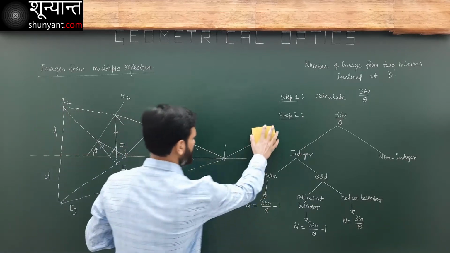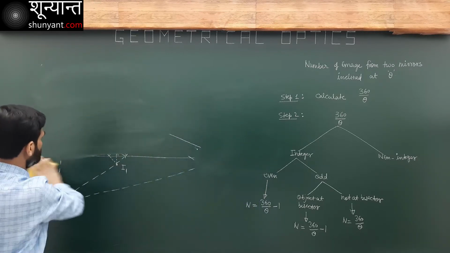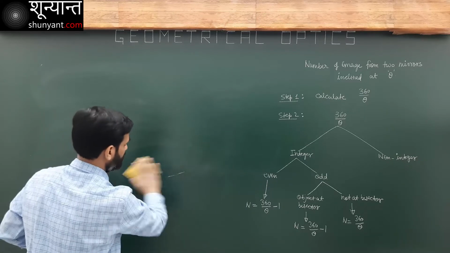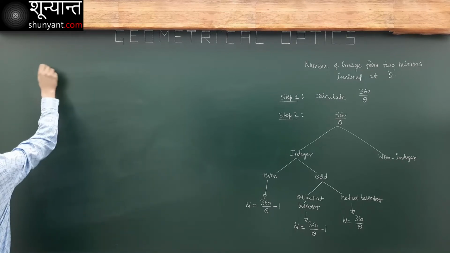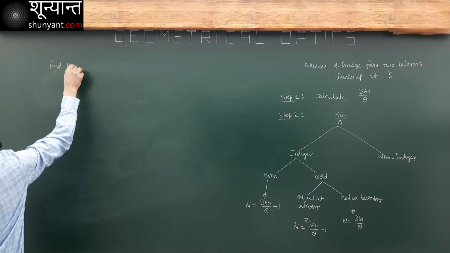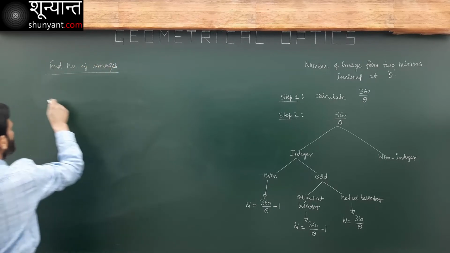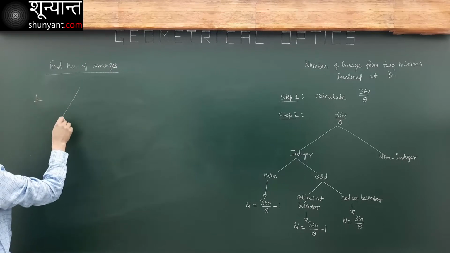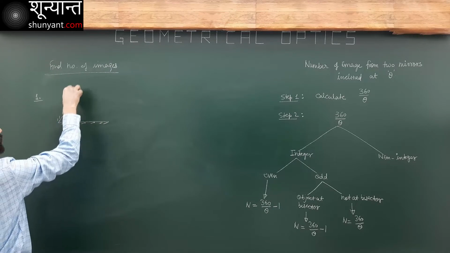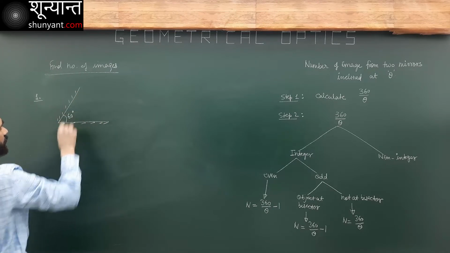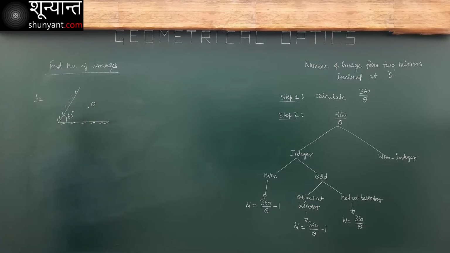What is the meaning of bisector? Okay, let's understand it through some very simple examples. Find the number of images. First case: these are two mirrors, kept inclined at 60 degrees, and the object is here between the mirrors. What is the number of images?